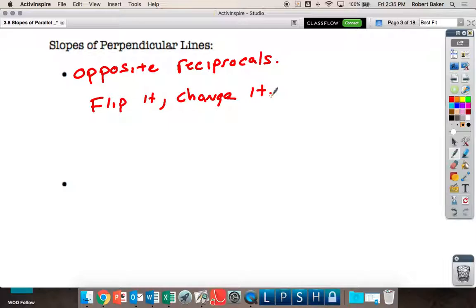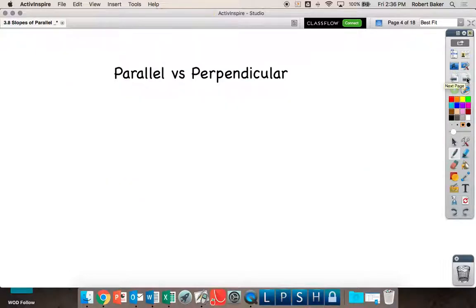All right. The other thing that's of note: horizontal lines and vertical lines are perpendicular. Okay, so two overarching concepts. Parallel, samesies, equal. Perpendicular, opposite reciprocals, or flip it, change it. Okay, so the next thing I'm going to do is an exploration on is it parallel or is it perpendicular, to clean up some common mistakes. I'm going to give you two slopes, and you can answer parallel or perpendicular. If you have two slopes, 3 and 3, parallel or perpendicular? Parallel.